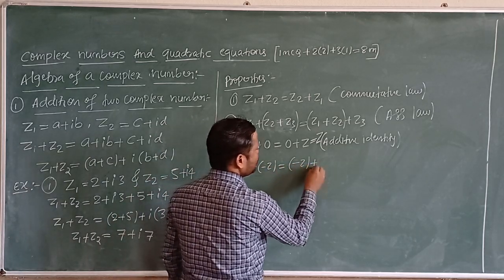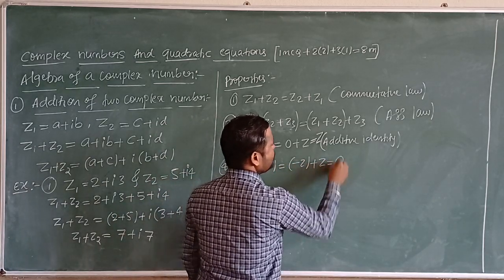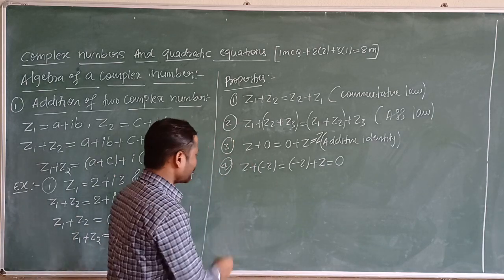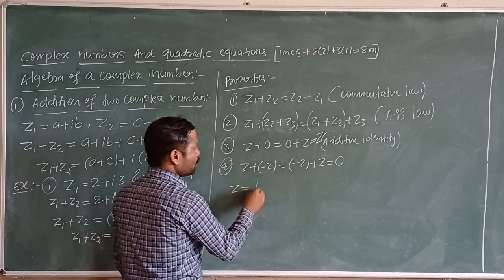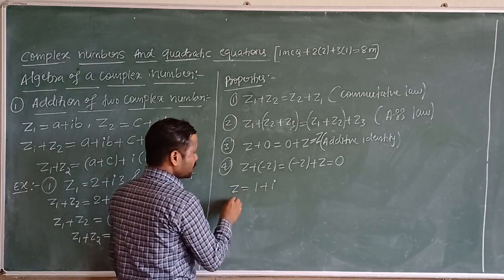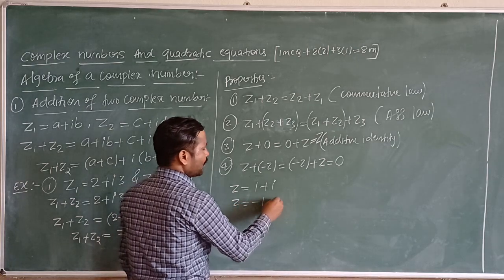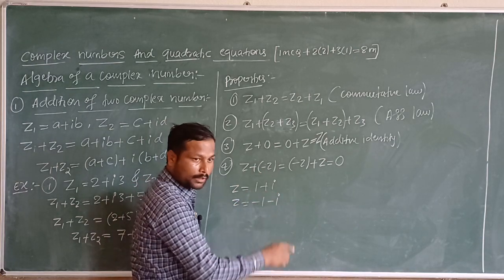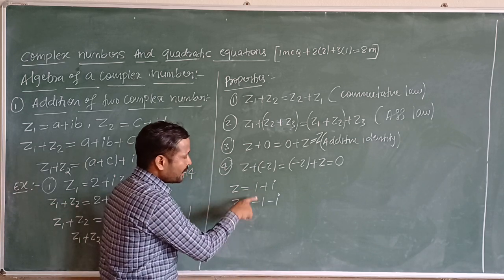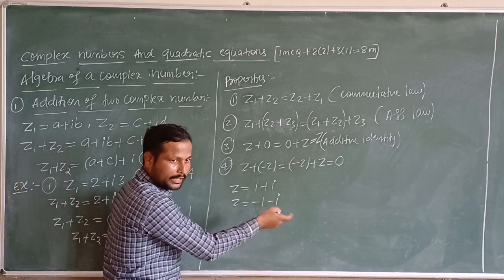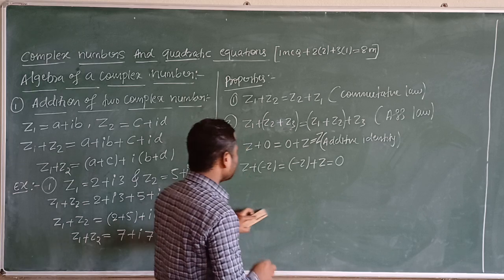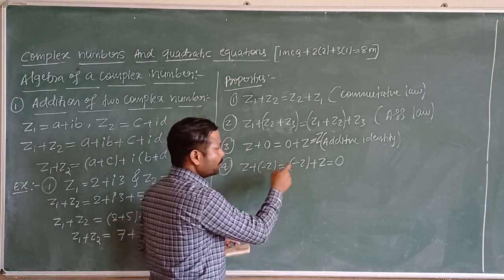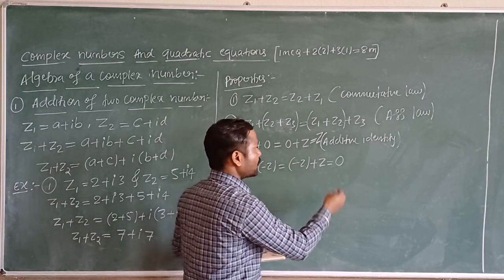This one is always 0. Take z equal to 1 plus i, and minus z equal to minus 1 minus i. When you add these two, the answer is 0. See here, minus 1 plus 1 is 0, and i minus i is 0, so it becomes only 0. That is, z plus (minus z) and minus z plus z is always 0.